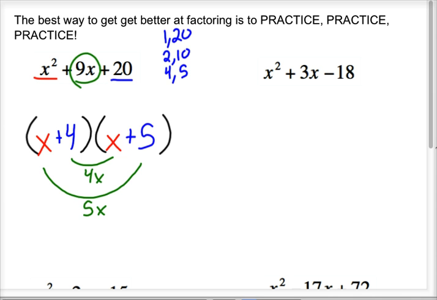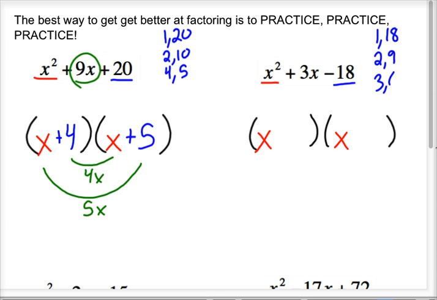All right, looking at our next one. Again, I always begin, I'm just going to set up my structure, my parentheses. So that x squared, where does it come from? Well, x times x. Next, I'm going to focus on the 18. So here we have some possibilities again. 1 and 18, 2 and 9, 3 and 6.